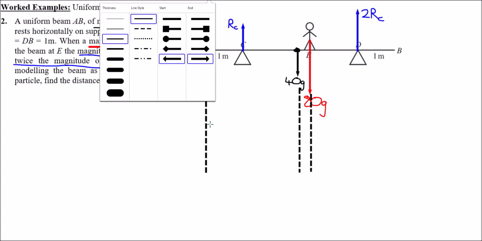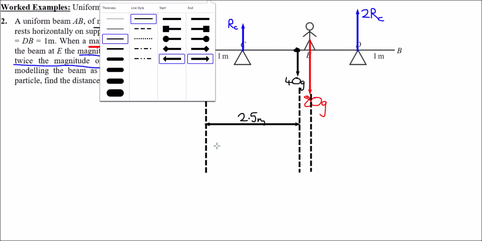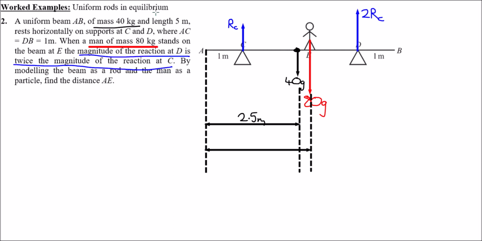Sometimes these diagrams can get fairly crowded. There's lots of information to add on, but that's okay. So from A to the centre of mass, it's going to be halfway along the length of the rod, so that's going to be 2.5 metres. A to E is what we need to work out, so from A to E, I'm going to call this just distance x. And, of course, we can add on other distances as we see fit.